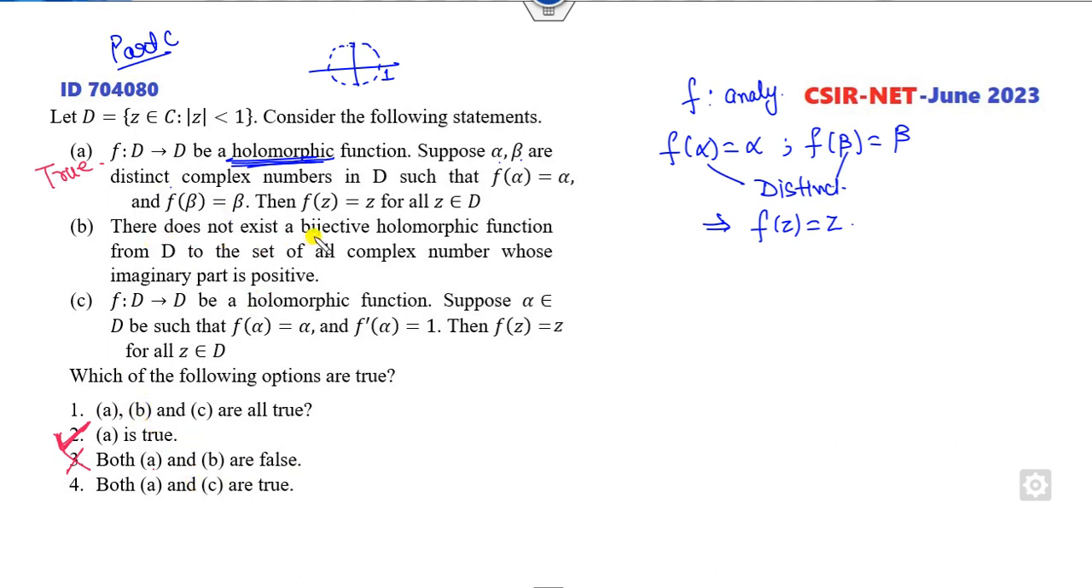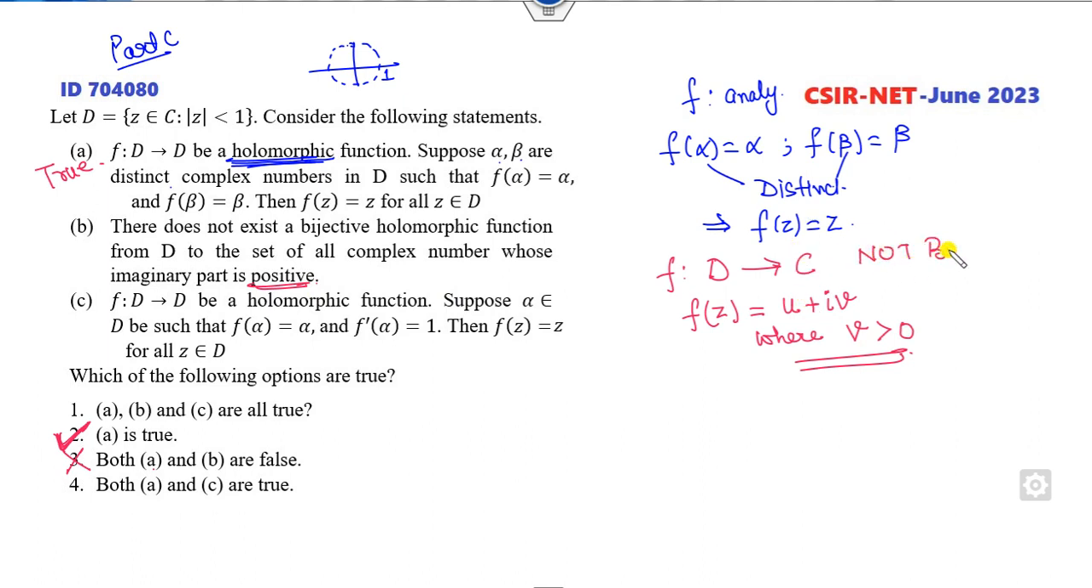Okay, there does not exist a bijective map from D to any complex number whose imaginary part is, if I call it u plus i v, where the condition implies the imaginary part is positive. This is given to you. So he said there is no bijective map. That's a wrong statement. We all know, if you remember your Riemann mapping theorem.